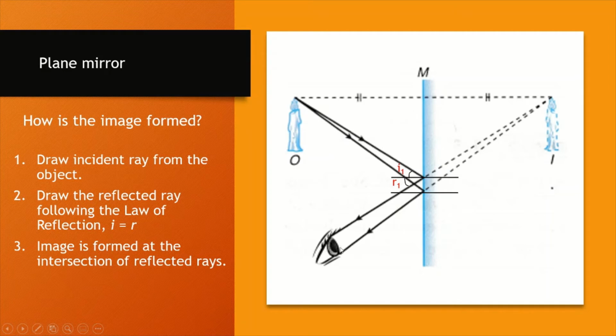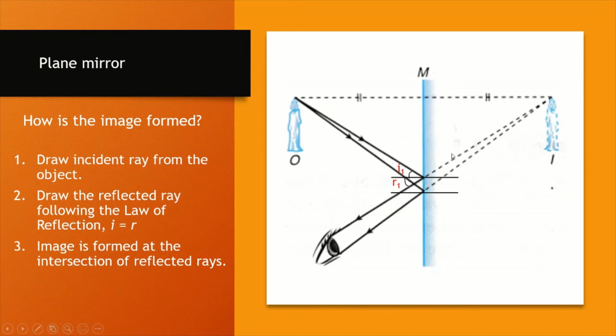But the image is formed at the intersection of the reflected rays. So these two reflected rays do not intersect here. In fact, they are diverging. So where do they intersect? To get their intersection, we trace them back into the mirror. So you draw a dotted line because they are not the real rays. They are rays that are inside the mirror. Rays actually cannot go inside the mirror, right? That's why these are imaginary lines. So we draw a dotted line.